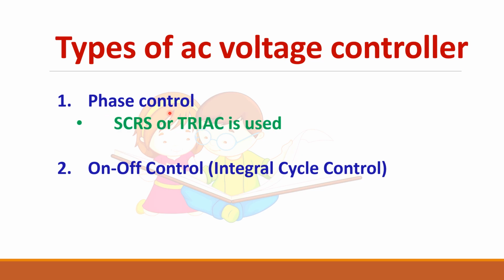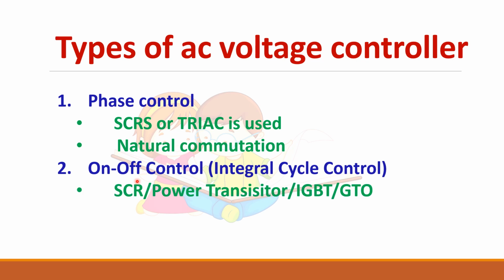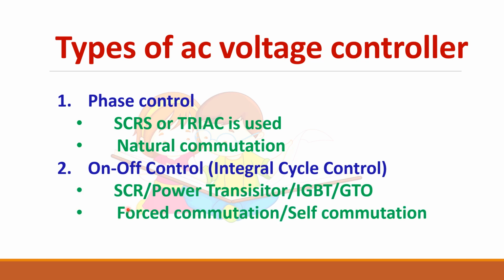In the phase control technique, you can use either SCRs or Triacs, and the devices are turned off by natural commutation. In on-off control, you have to use either forced commutation for turning off the SCR, or you can also use other self-commutated devices.